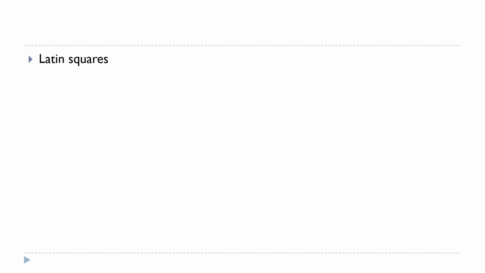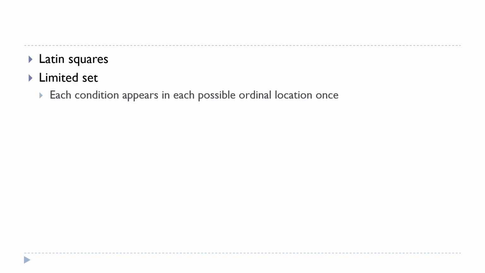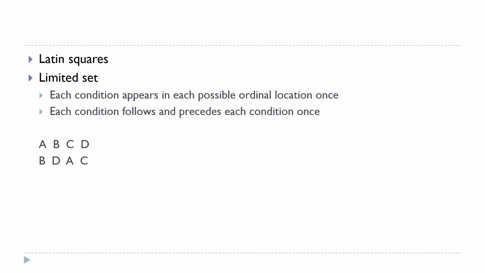So one solution to that is what we call Latin squares. Latin squares presents a limited set of possible combinations where each condition appears in each possible ordinal location once. I'll go through an example where I illustrate this. And each condition follows and precedes each condition once. So here's an example of 4. And if you'll remember, going back to the earlier slide, when you have 4 stimuli, the number of possible permutations goes up to 24. But here in the Latin squares, you only need 4 combinations to meet these requirements.